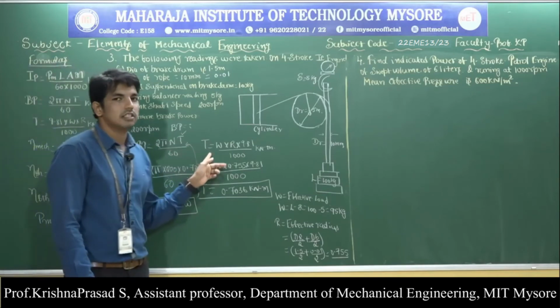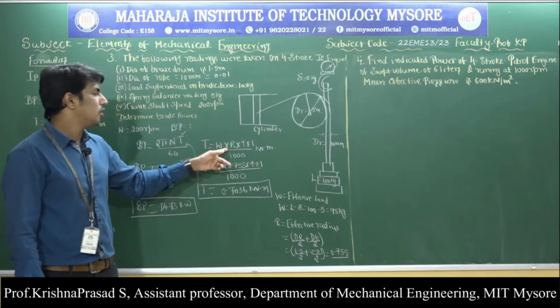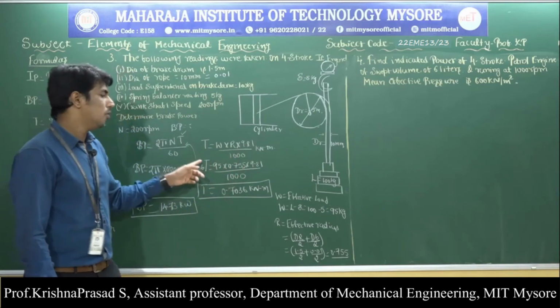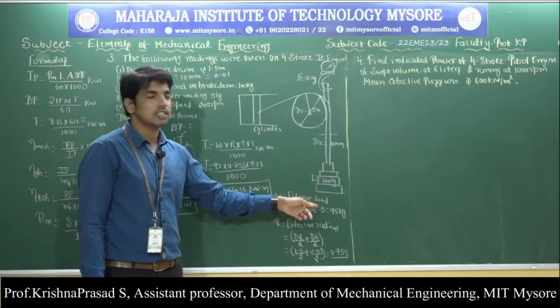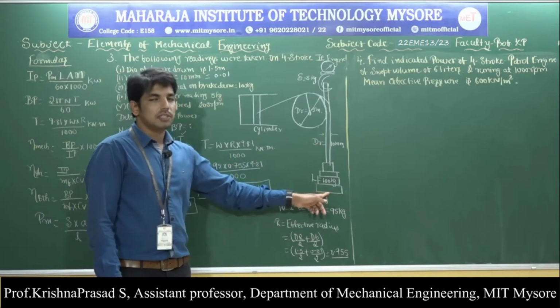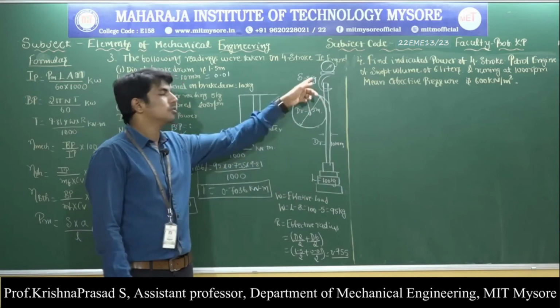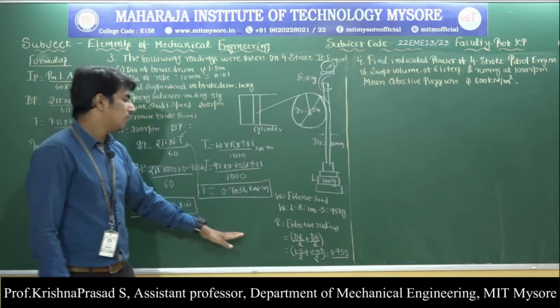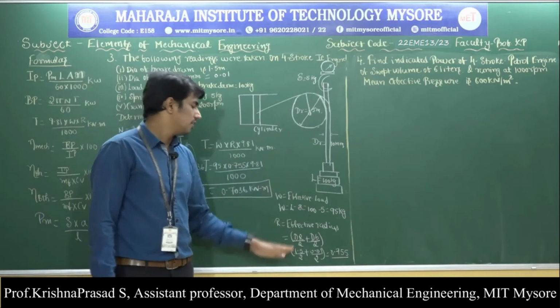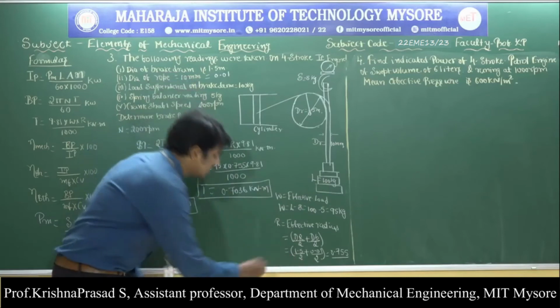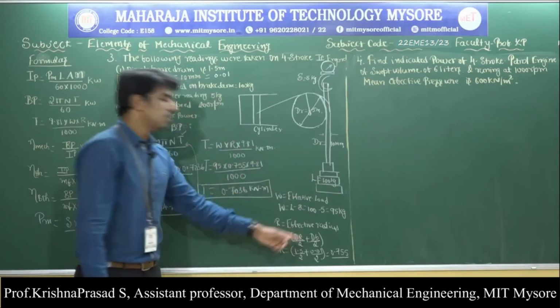Okay, so in the calculation of the brake power, first we need to calculate the torque. For the calculation of the torque, we have the formula W into R into 9.81 by 1000. What is meant by the W? W is called the effective load. Effective load is nothing but the load suspended on the brake drum minus the spring balancer reading. And the effective radius is the radius of the brake drum and the radius of the rope added together, so that the effective radius R is equal to 0.755.